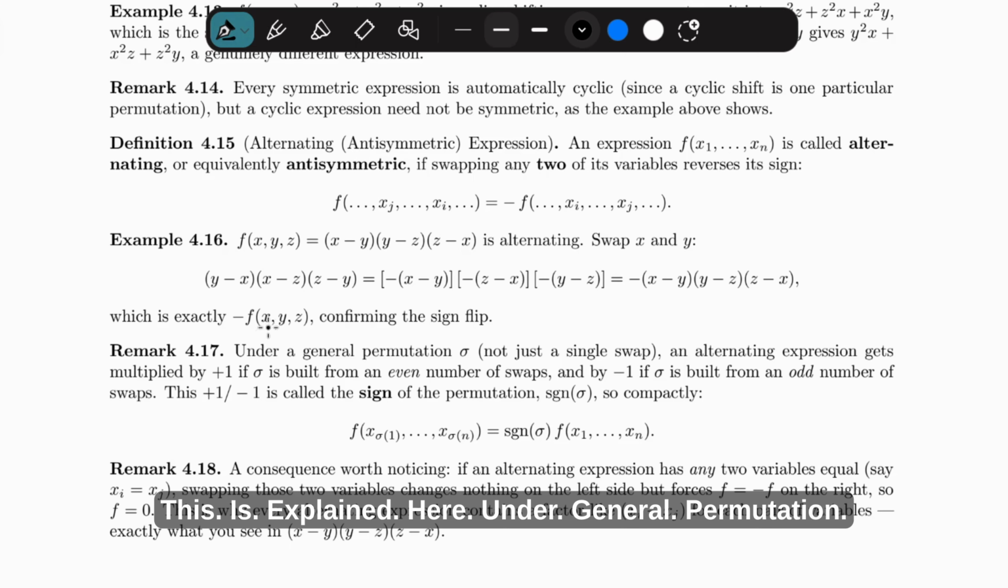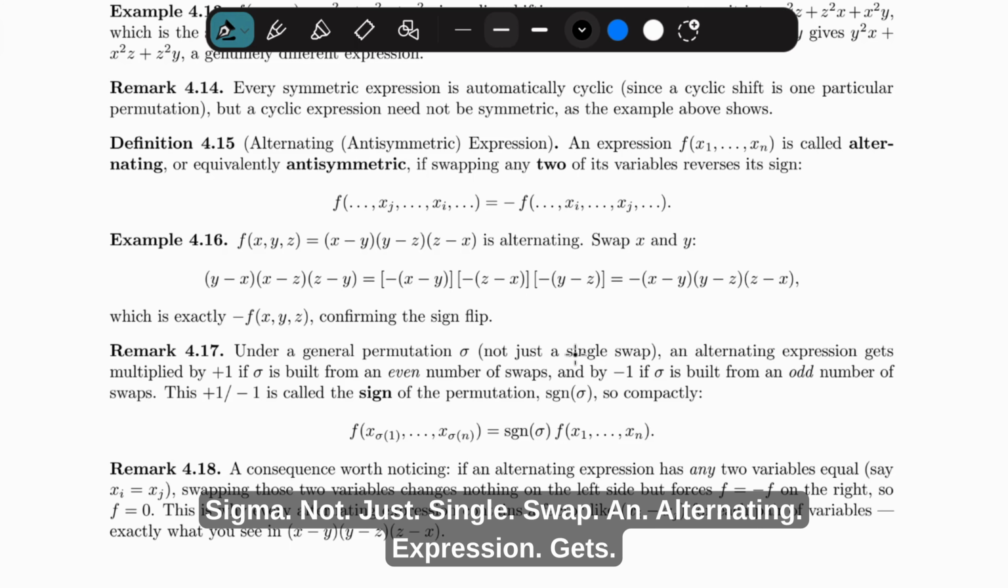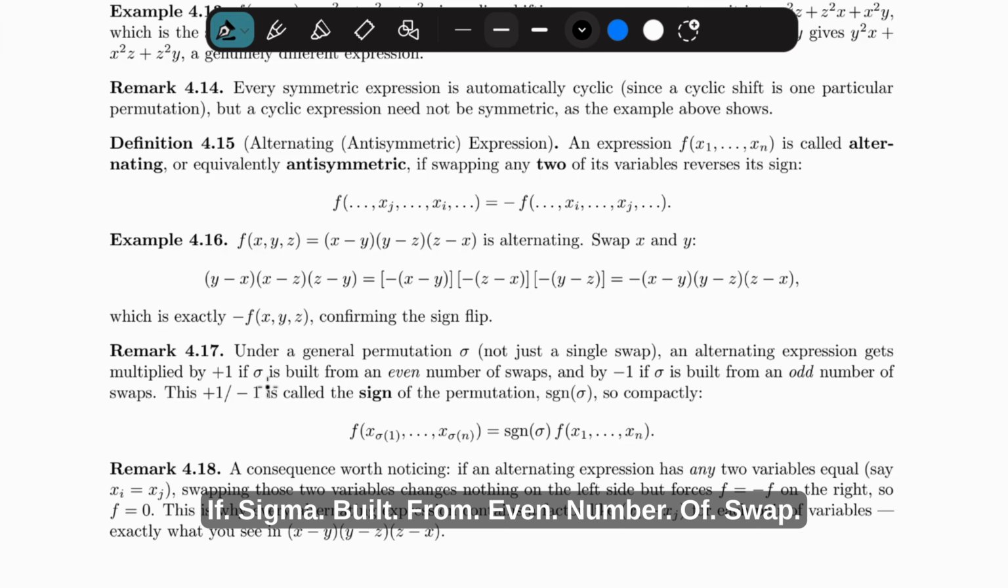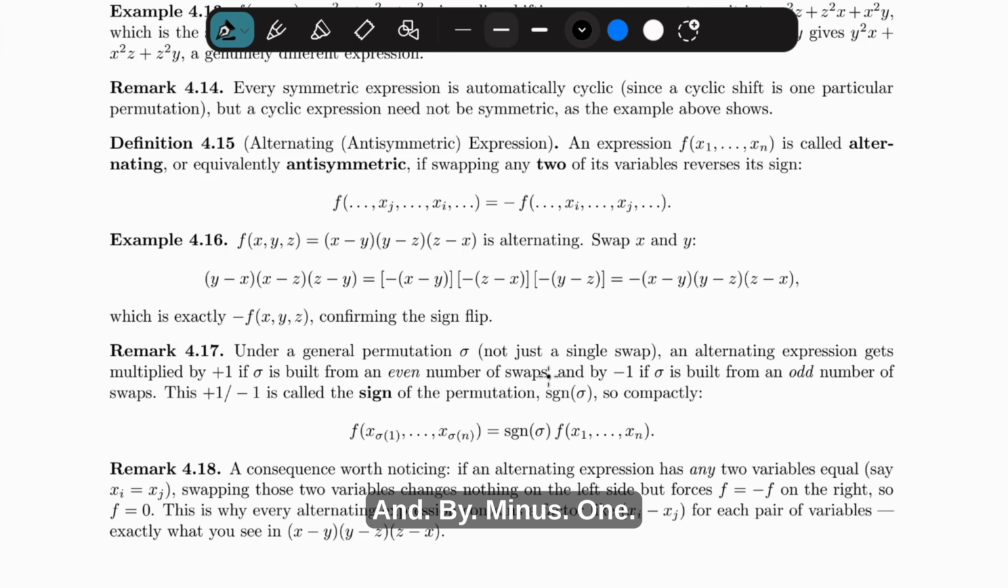This is explained here. Under a general permutation sigma, not just a single swap, an alternating expression gets multiplied by plus 1 if sigma is built from an even number of swaps, and by minus 1 if sigma is built from an odd number of swaps. This is called the sign of the permutation.